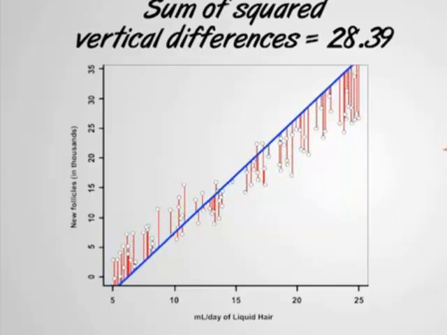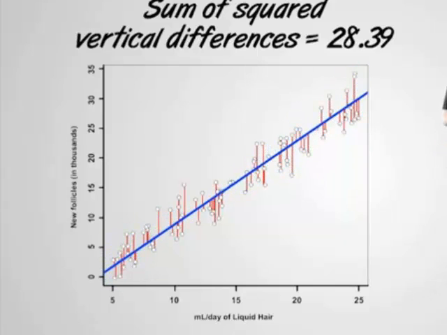What we'd like to do is find the line that corresponds to the smallest possible sum of squares. Turns out it's the one we started with, a sum of squares value of about 554.